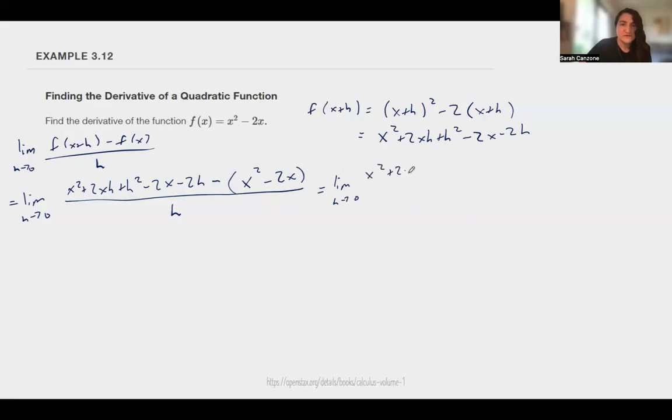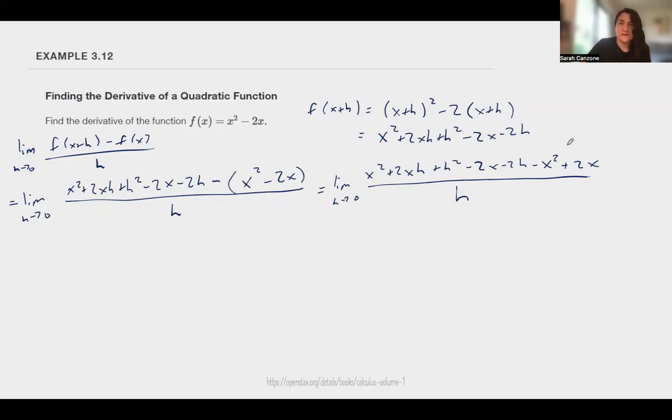x squared plus 2xh plus h squared minus 2x minus 2h. I'm just going to distribute my negatives. So this is minus x squared plus 2x, all over h. So once we get to the point where we are now just looking at a string of terms, no parentheses, we can go ahead and try to cancel out anything that has an x, and it should work.